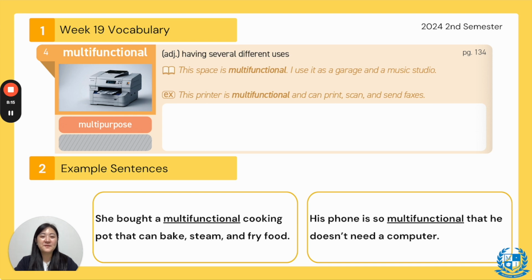Next one, it says, his phone is so multifunctional that he doesn't need a computer. Oh, it's becoming this, isn't it? A lot of people have pads, so they don't need an actual computer anymore. It's very multifunctional.